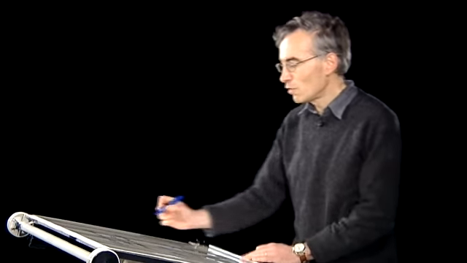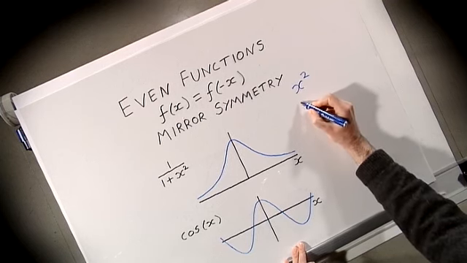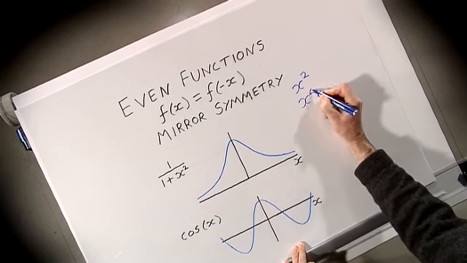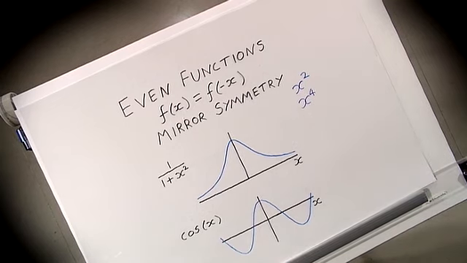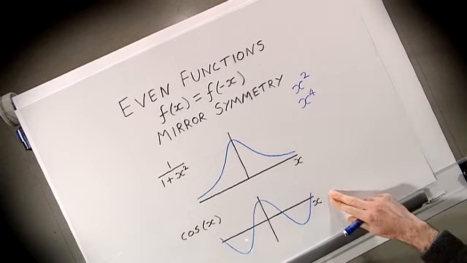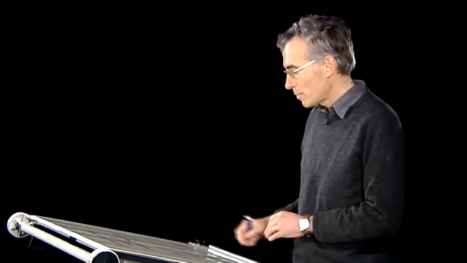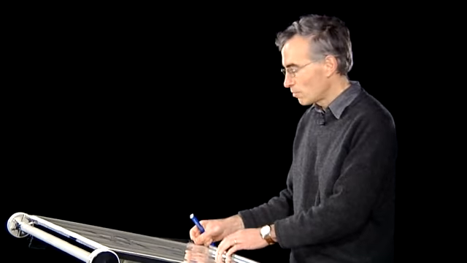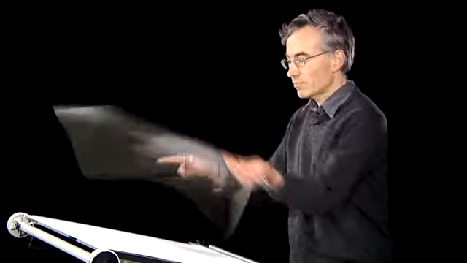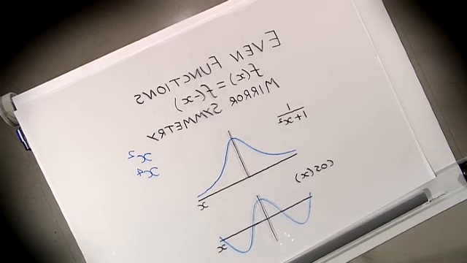An even function is defined by the property that f of x equals f of minus x. Examples of even functions include functions like x squared, or x to the power of 4, or any even power of x. And here are two examples of even functions. Firstly, the function 1 over 1 plus x squared, which looks like this, and secondly, the function cos x. Even functions have this reflection symmetry, so if we reflect the picture from left to right, the picture looks exactly the same in mirror image.